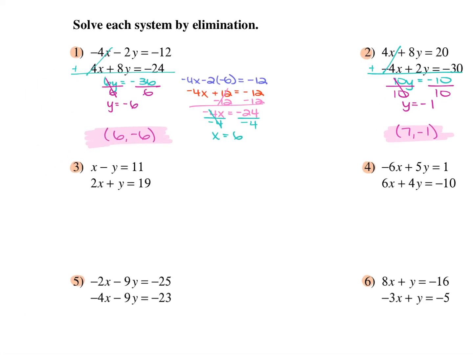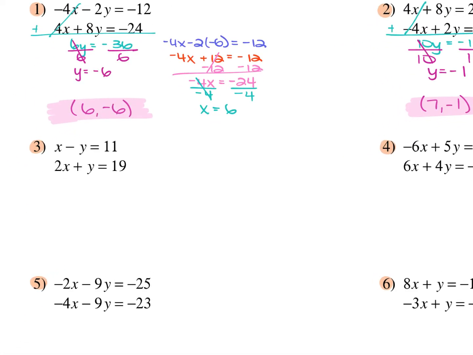For number 3, we have x minus y is equal to 11, and 2x plus y is equal to 19. Which of your two variables have opposite coefficients? Your y's. So we can just add these, and your y's are going to cancel. Your x plus 2x is 3x, and 11 plus 19 is 30. So 3x is equal to 30. We're going to divide each side by the 3 to get x by itself, and that gives us that x is 10.